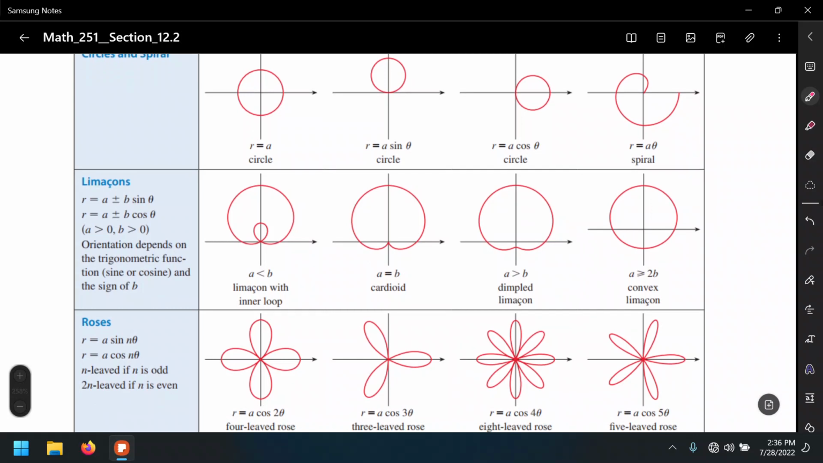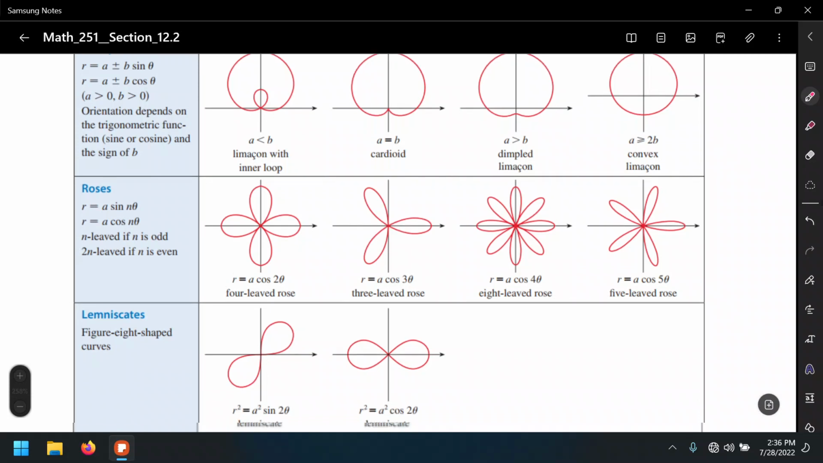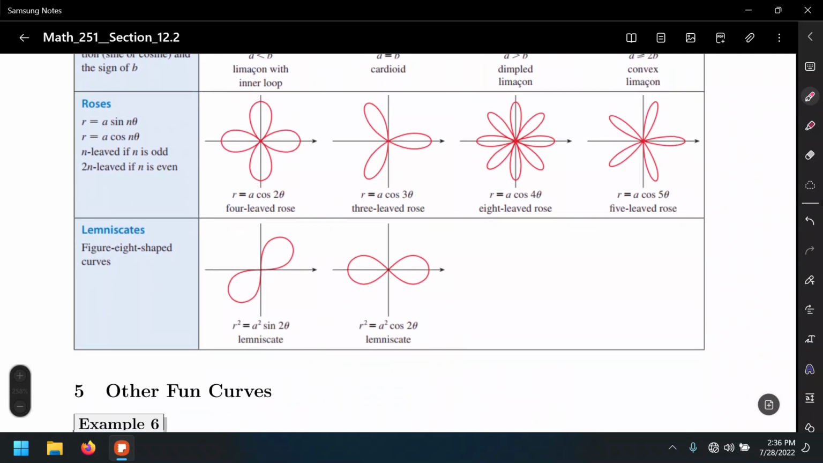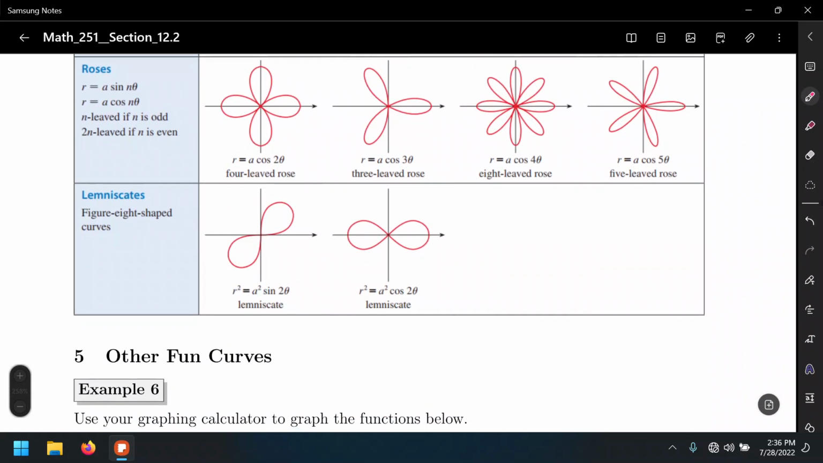Other kinds of limaçons and flowers, roses rather. And there is a very important thing to keep in mind when it comes to the graph. If for some reason you want to memorize the graph of a rose, these are of the form A sine n theta. Whenever n is an odd number, the resulting rose will have n leaves. For example, cosine of 3 theta is going to have 3 petals, in this case 3 leaves.